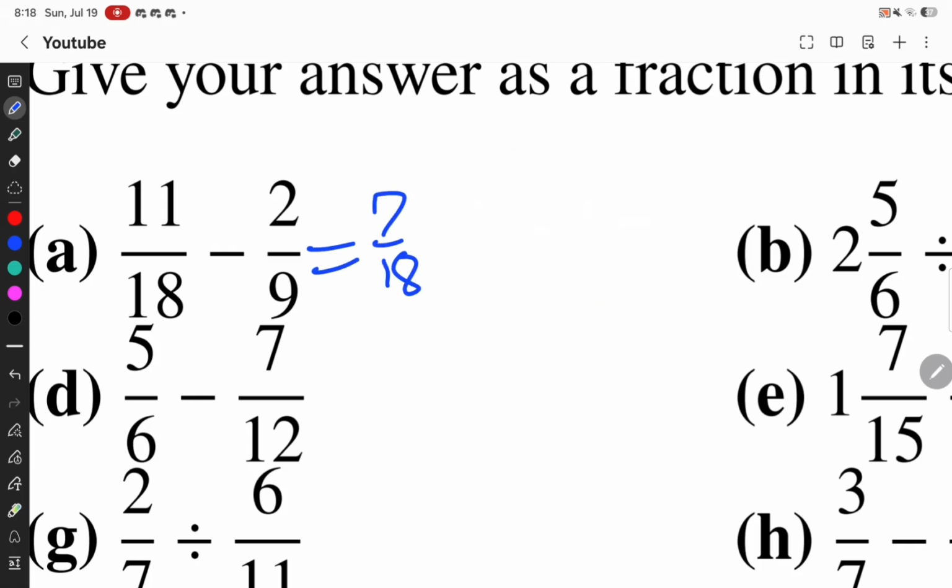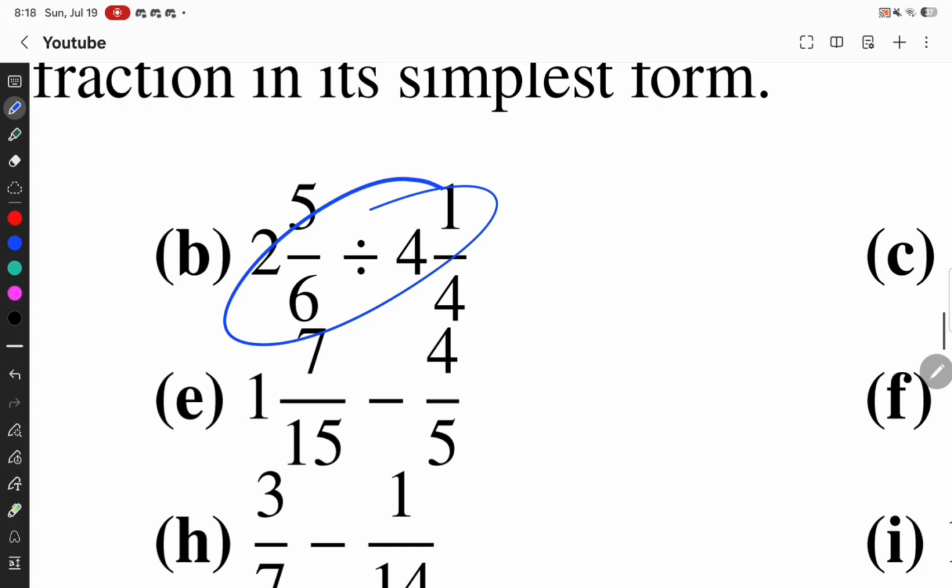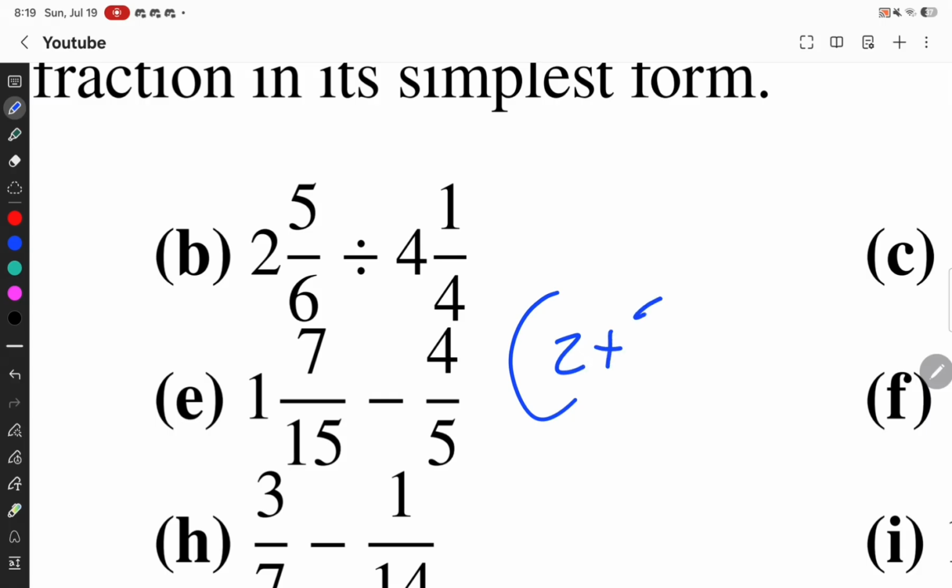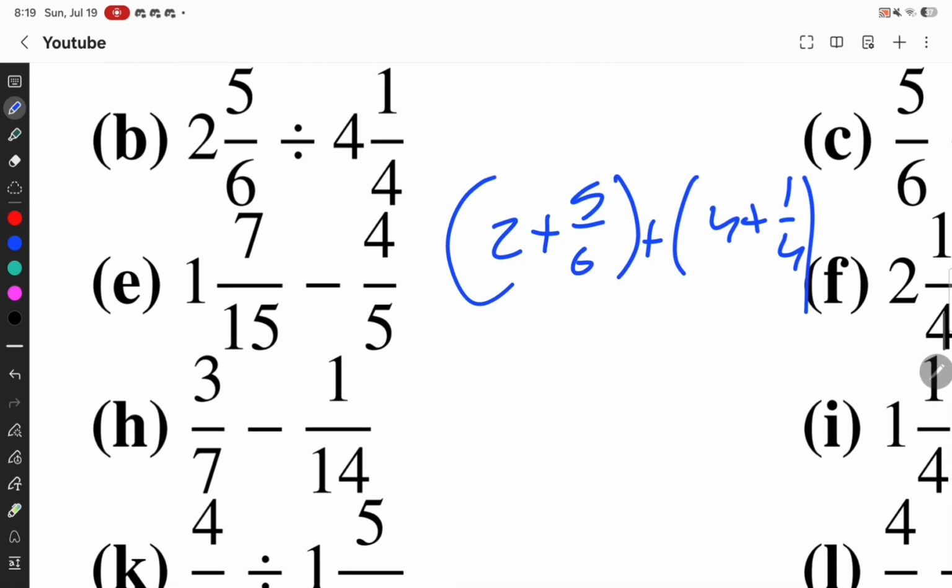7 over 18. I hope that's your answer. Next we have this. Now we cannot do this with mixed numbers. If we do this, 5 over 6 plus 4 plus 1 over 4, you cannot just divide an addition.